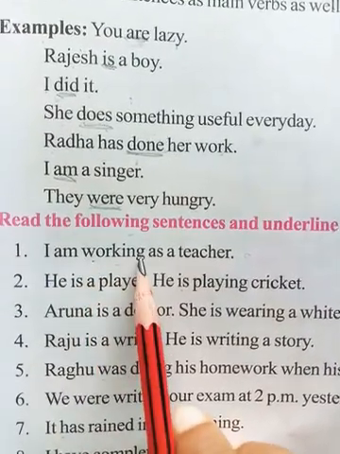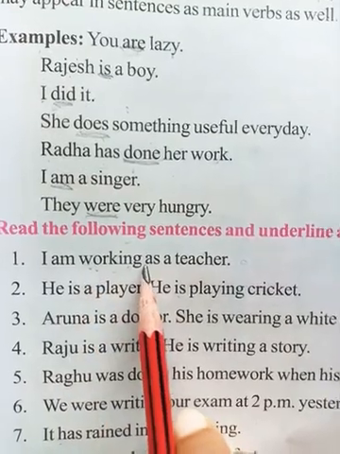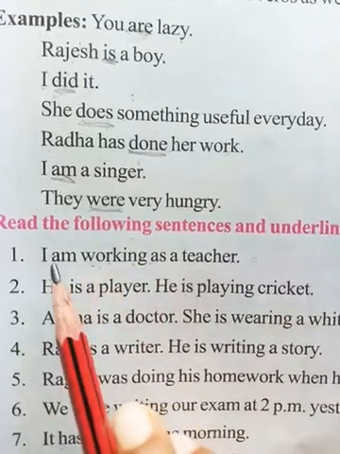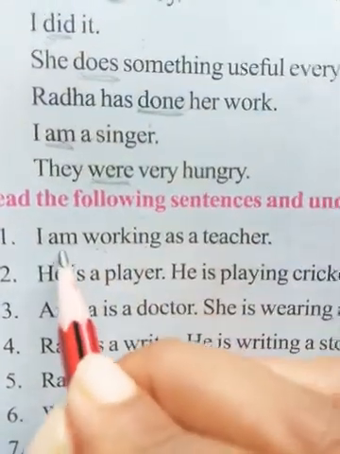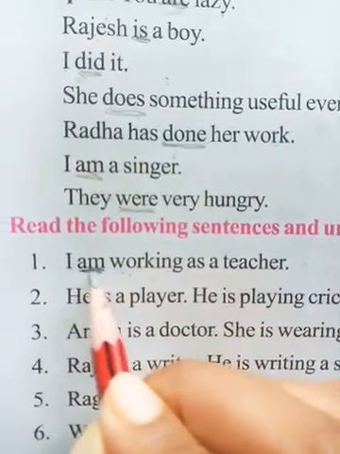Working is a main verb here. Yes or no? Working, working. It is a main verb. So the word which is helping this main verb is an auxiliary verb. So here am is an auxiliary verb. So underline am.